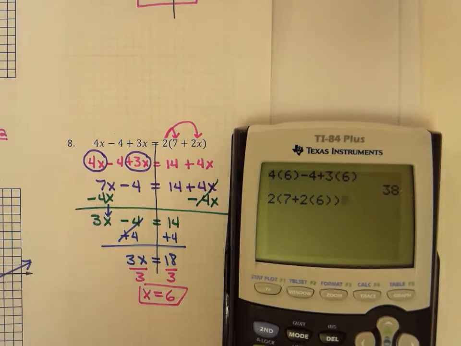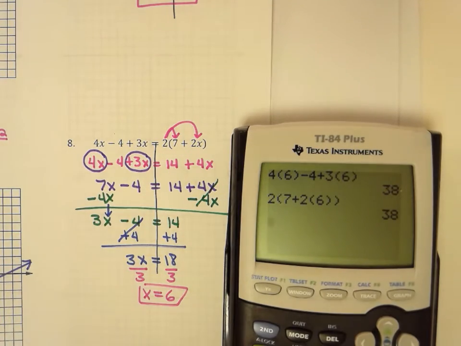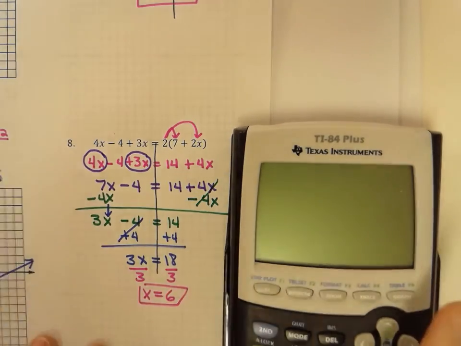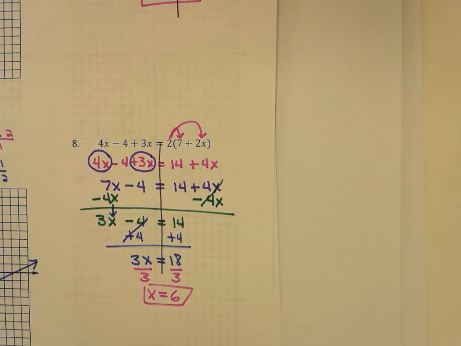All right, so I plugged both of those in. Both sides did equal 38, so it is correct. Now you need to finish the rest of the assignment, get as much done as you possibly can. Make sure you turn in whatever you have completed at the end of class.